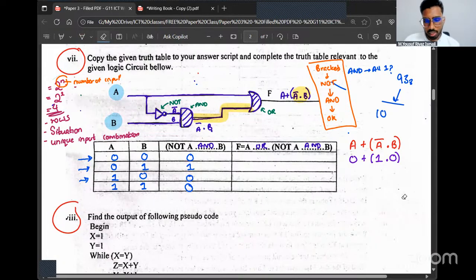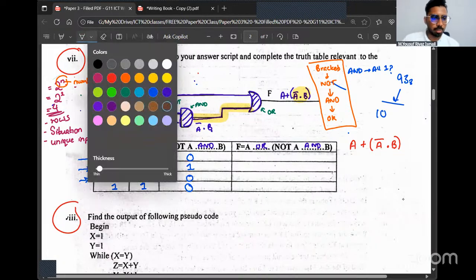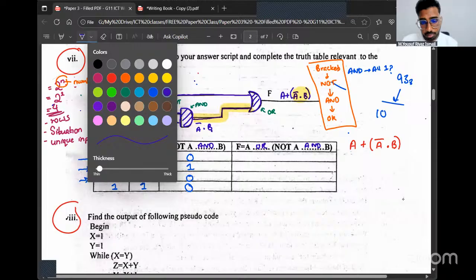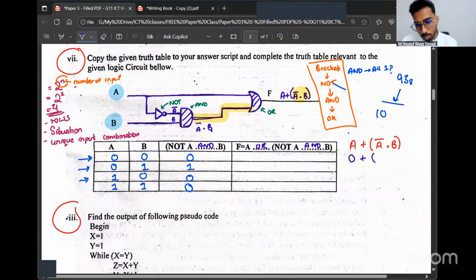So if I make it a bit broader, representing only the letters, A is representing 0. This should be 0 dash dot B. So 0 dash represents 1. You can write it like that as well, but that is an unwanted step. Without doing that, directly you can mention the value of A as 0. Plus is as it is. A dash means opposite of A. If A is 0 here, opposite of A is 1. Dot B. B is 0.